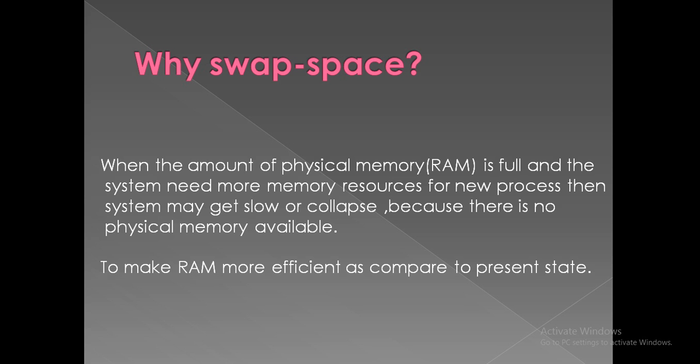Why swap space? The amount of physical memory, that is RAM, is limited. If the RAM gets full with processes and we need to run new programs in the system, there is no space for the new programs. As a result, your system may get slow or collapse. So here swap space comes into the picture. Another reason for using swap space is to make RAM more efficient than its present state.